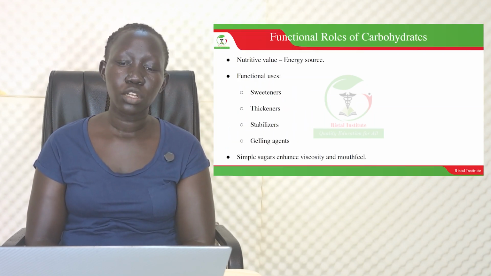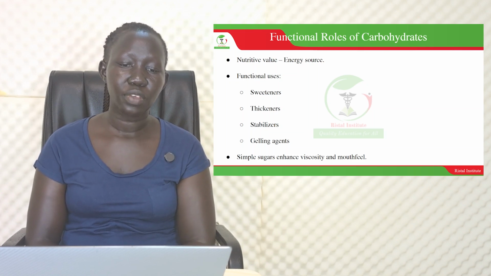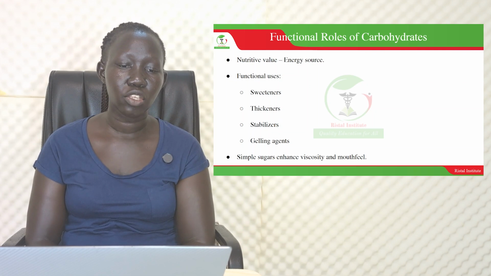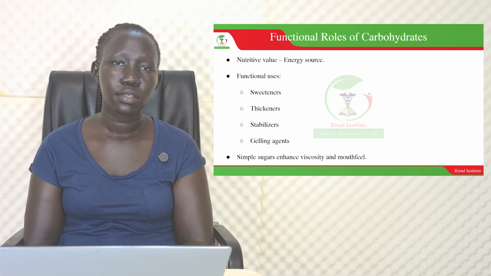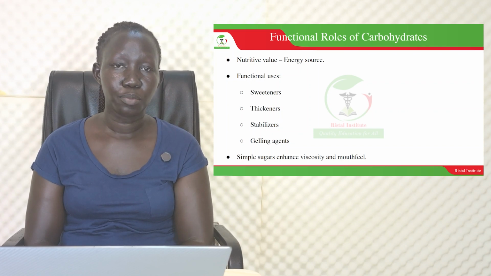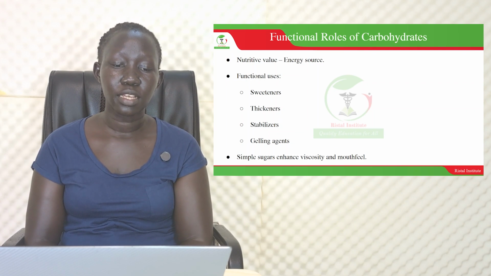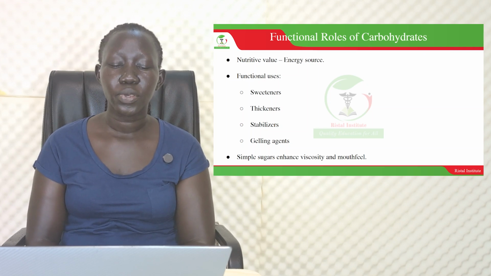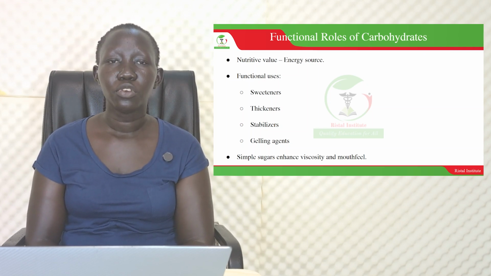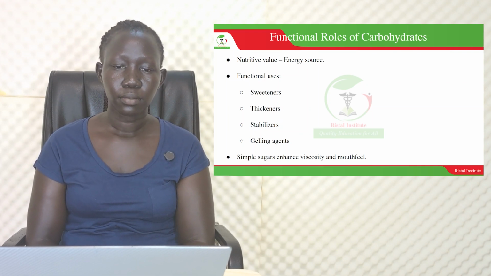What are the functional roles of carbohydrates? Carbohydrates are a source of energy in the body, that is a nutritive value. We can also have functional uses. For example, in the food processing industry, carbohydrates can be used as sweeteners, as thickeners, stabilizers, and gelling agents. Simple sugars also enhance viscosity and improve the mouthfeel of these processed food products.